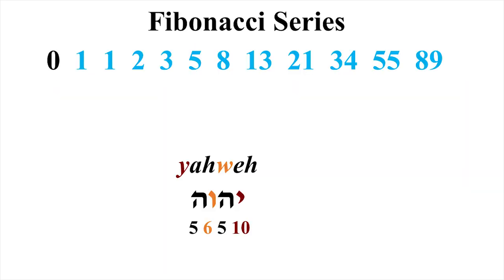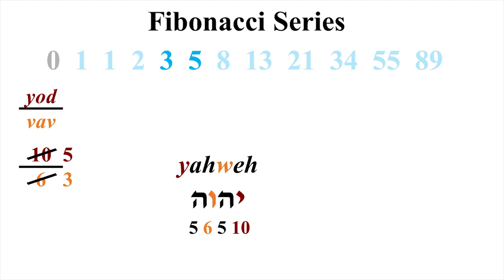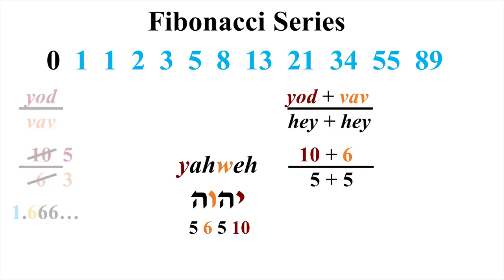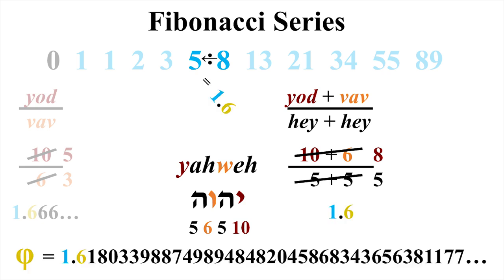There are the gematria values. Yud divided by Vav is 10 over 6, which is 5 over 3. Gematria, and those are Fibonacci numbers, 1.666. Yod plus Vav divided by He plus He. 10 and 6 is 16 over 10, which reduces to 8 over 5. 8 over 5, both Fibonacci numbers, comes out to 1.6.